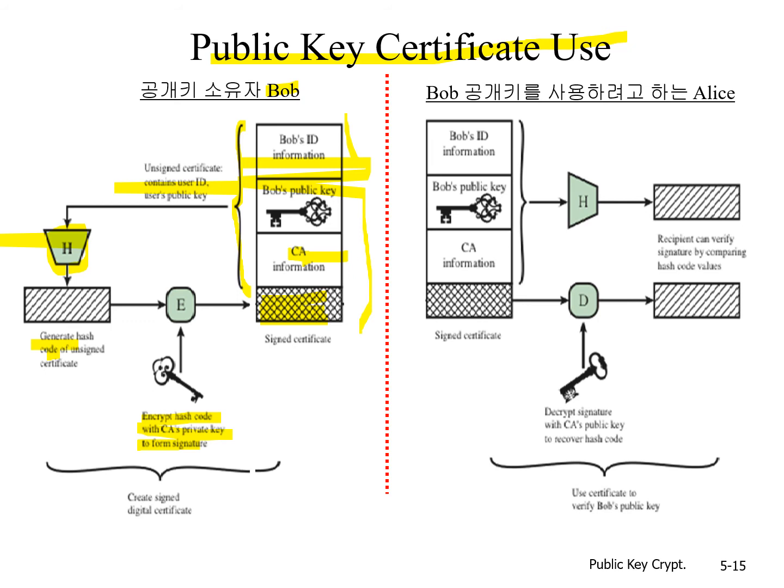Okay, let's see the case where Alice needs to use Bob's public key. Then Alice obtains Bob's public key certificate. Bob's public key certificate contains Bob's ID information, Bob's public key, CA information, and the signature. This is the signature by this CA.